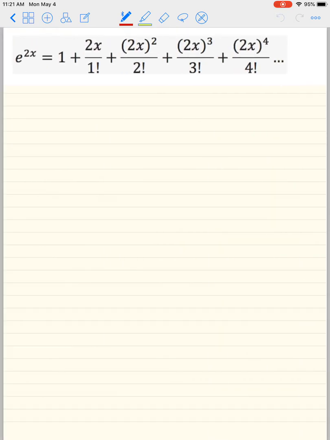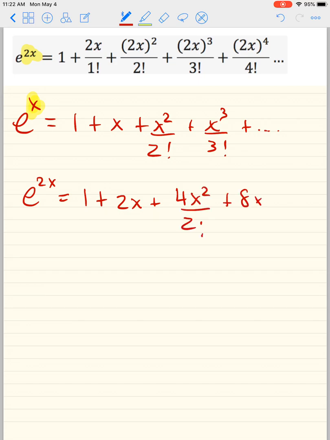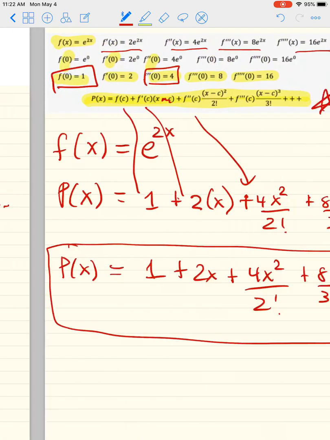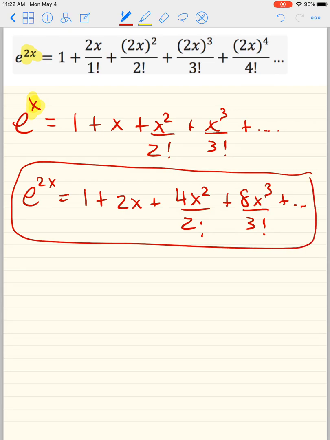Check this out. If I take our generic e to the x formula, which is 1 plus x squared over 2 factorial plus x to the third over 3 factorial, and so on, and everywhere I see an x, I plug in 2x, that will basically give me what I just showed you on the previous page. So we could just substitute, right? Because 2x squared is 4x squared over 2, 2x to the third is 8x to the third over 3 factorial, and so on. So we could just substitute 2x instead of x, and you could just come up with this here. So that's how we do this.